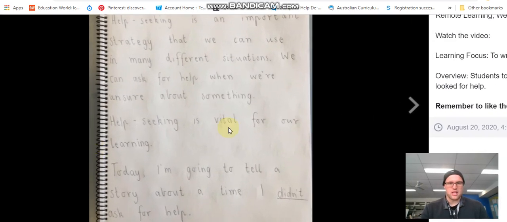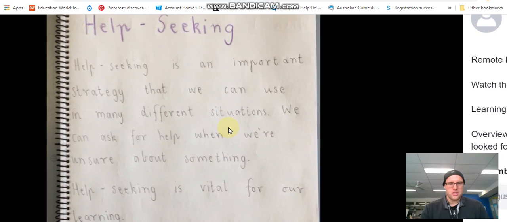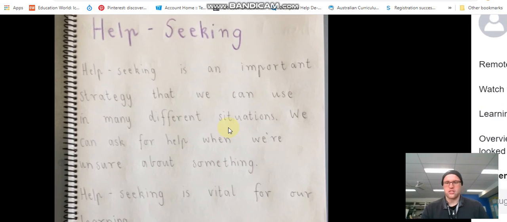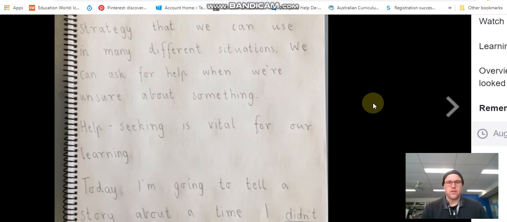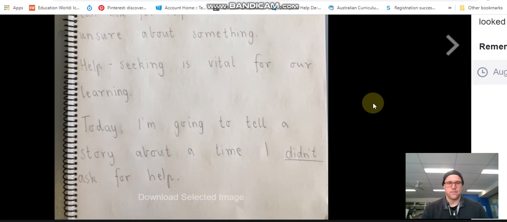Help seeking. Help seeking is an important strategy. I'm always starting with what help seeking means to me, or what asking for help means to you, okay? Help seeking is an important strategy that we can use in many different situations. We can ask for help when we're unsure about something. Help seeking is vital for our learning. Vital means you need it. Today, I'm going to tell a story about a time I didn't ask for help.